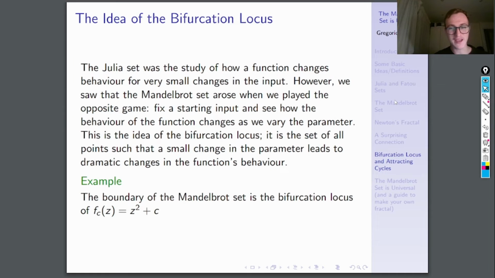This is where we get into the real nitty-gritty of why the Mandelbrot set was appearing. And the fact is that this is not an isolated incident. So we're going to see a bunch of different examples of the Mandelbrot set appearing, don't worry. But now we need to get into the nitty-gritty of what's happening. So remember that the Julia set was a study of, we fix a function and we see how it changes when the input slightly changes. So for small changes in the input, are there points where the function drastically changes? But how did we get the Mandelbrot set? Well, we fixed the starting input, so immediately we can't talk about the Julia set.